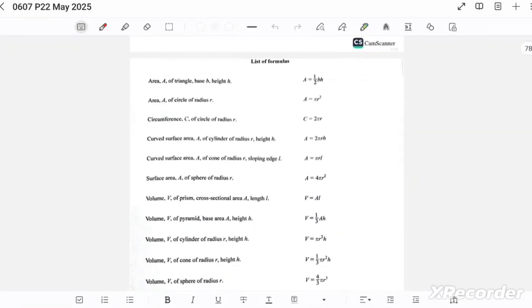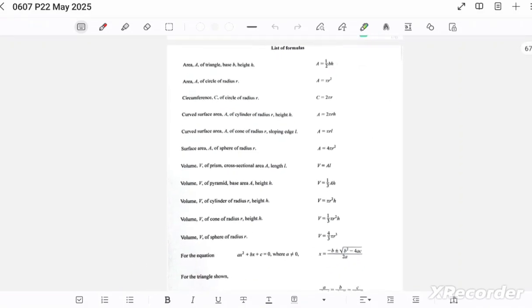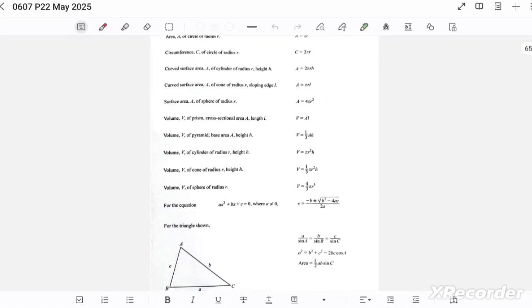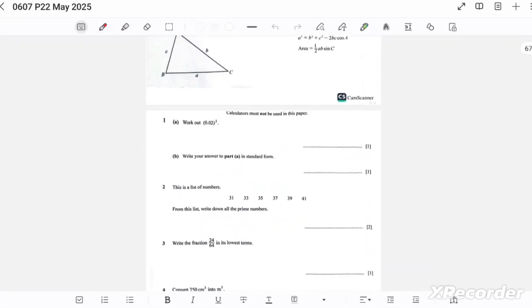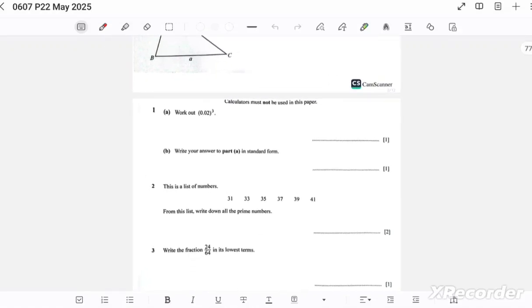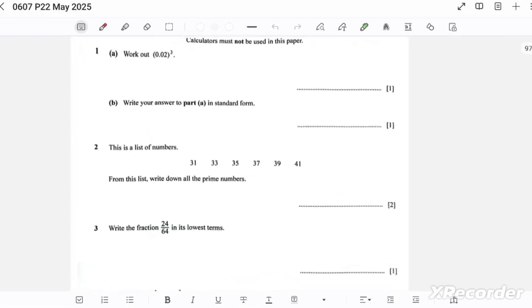Of course, the list of formulas is given, but you should know that not all formulas will be given. So this is the list of formulas that you are going to see. For example, the formula for finding a midpoint will not be given. The formula for finding the length or distance will not be given. So some formulas you should know.